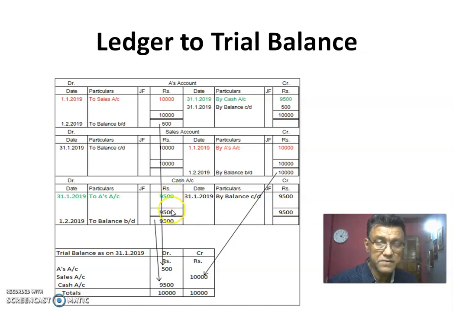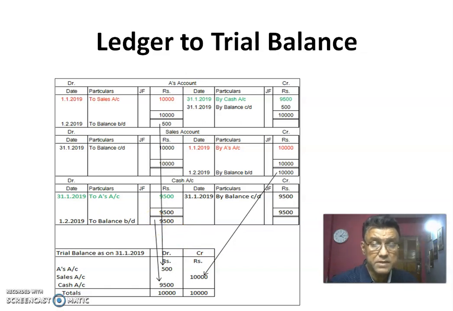Cash had 9,500 on the debit side, so I put 9,500 first. The same 9,500 I put as the total on the credit side, and the difference is 9,500, which is balance CD, and that balance CD I have put into balance BD.